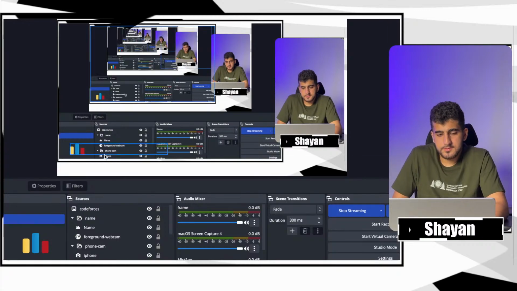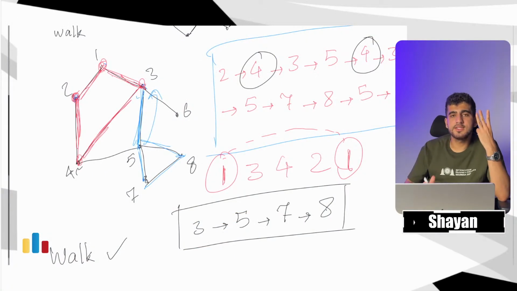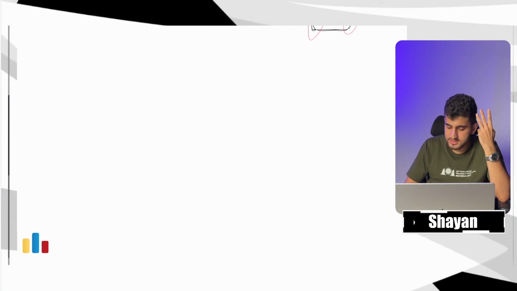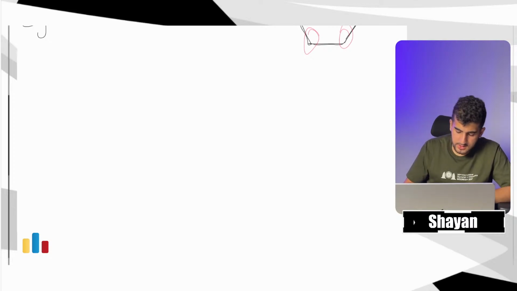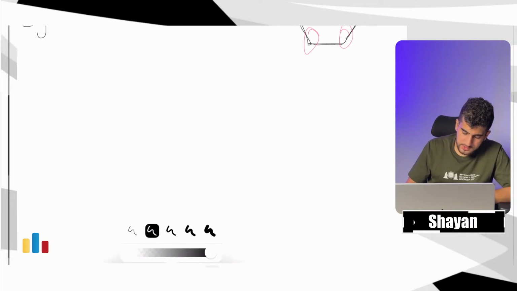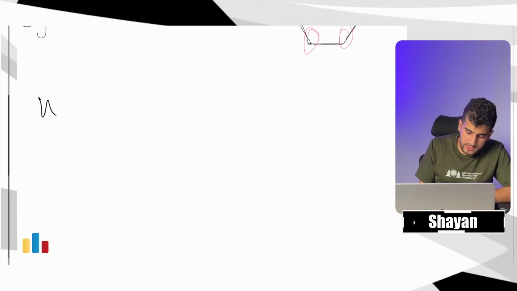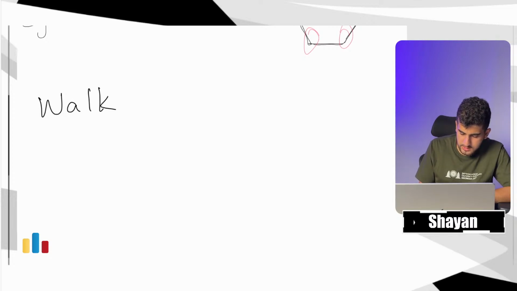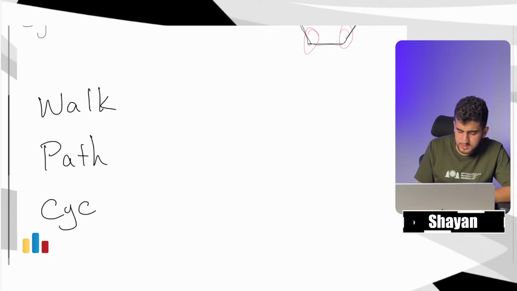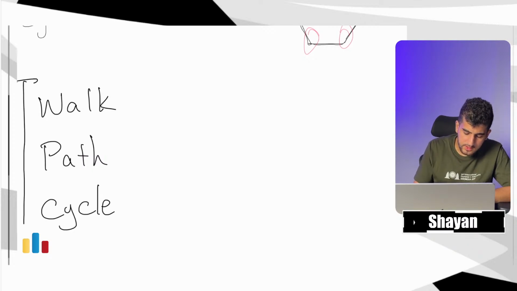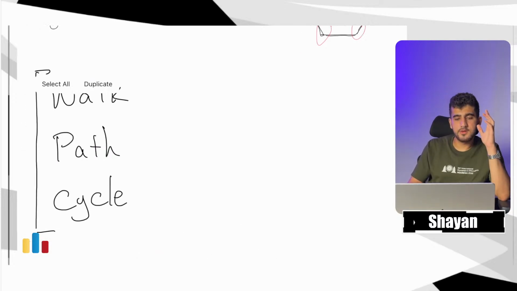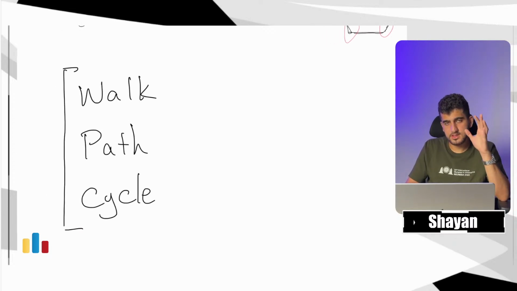But yes, so there were 3 things that you need to completely understand. So these are very important. So one of them was a walk, a path, and a cycle. You need to make sure that you're completely familiar with all these 3. These are very, very important. Walk, path, and cycle.